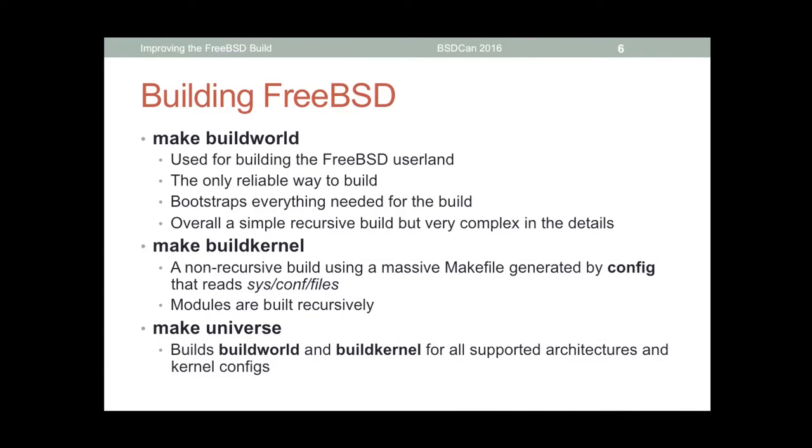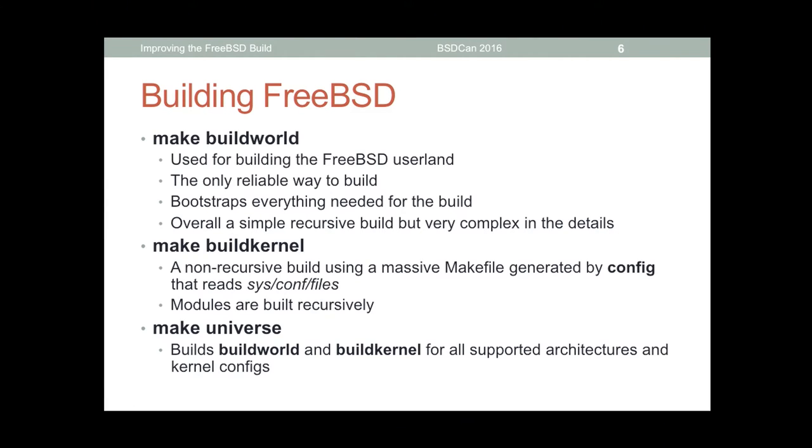So the targets for building FreeBSD are build world, build kernel, and universe. Build world is just used for building userland. It's the only reliable way to build anything in FreeBSD, as opposed to going into a subdirectory and typing make, because it won't build any of the dependencies it needs. Build world is a recursive make build, while build kernel, ignoring the modules, is a non-recursive make build that is actually quite efficient. It knows all of the objects that it's going to build, builds them all in one dependency graph, works nice and parallel, and it's fairly efficient.